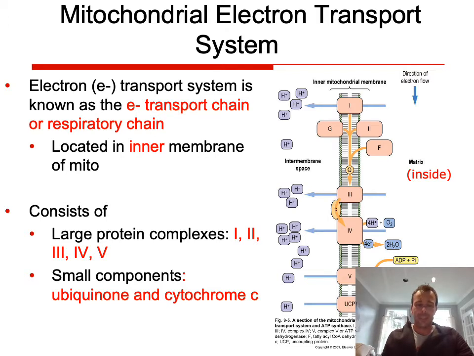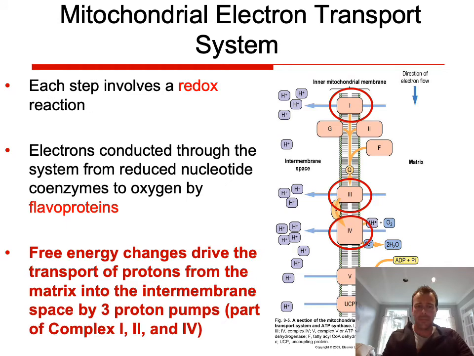The whole system consists of large protein complexes 1, 2, 3, 4, and 5, with 5 being ATP synthase, as well as some small components, ubiquinone and cytochrome C. Each step along the chain involves a redox reaction. The electrons are conducted through the system from reduced nucleotide coenzymes to oxygen by flavoproteins. Free energy changes drive the transport of protons from the matrix into the intermembrane space.